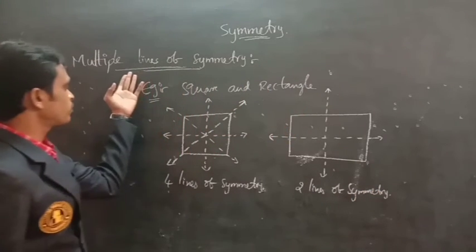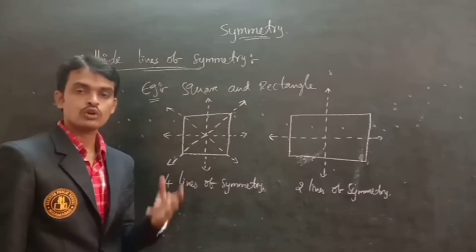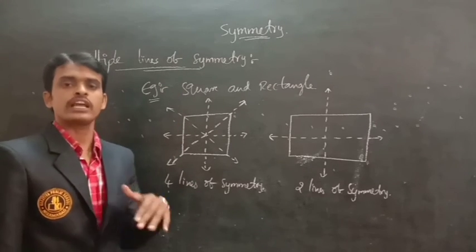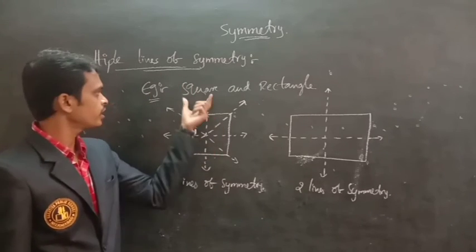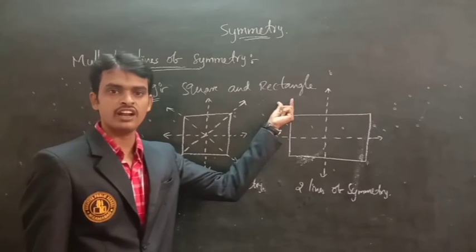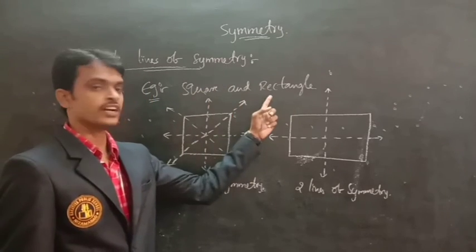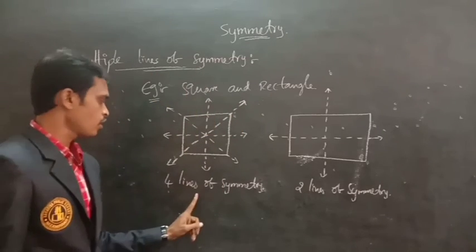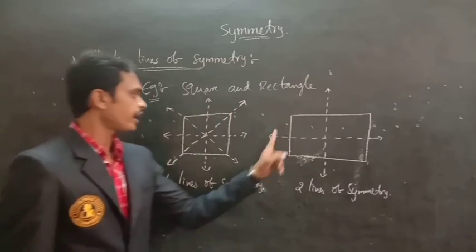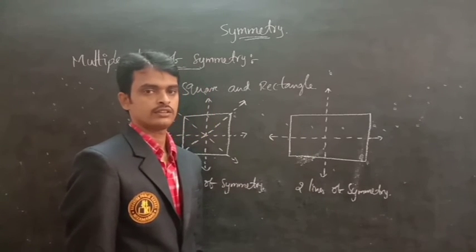So this is about multiple lines of symmetry. Those objects that have more than one line of symmetry are called multiple lines of symmetry. Here the examples are square and rectangle. These two geometrical figures are examples of multiple lines of symmetry. The square has 4 lines of symmetry and the rectangle has 2 lines of symmetry.